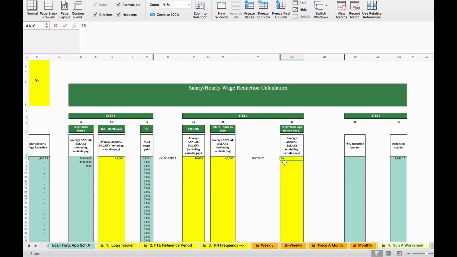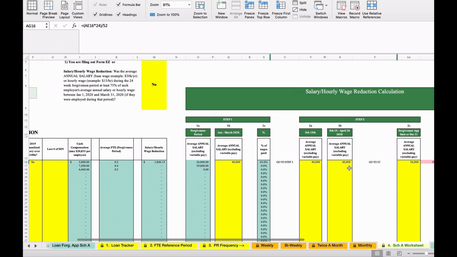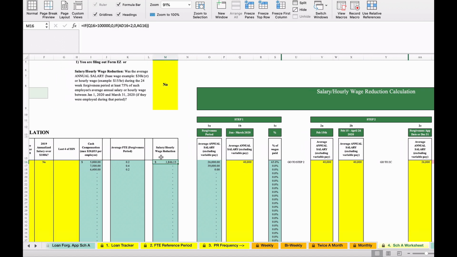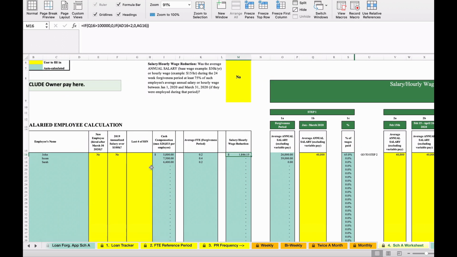So you can see if we left it at the $26,000, we don't have safe harbor. We reduced it by more than 25%. And so we have a reduction amount. And this reduction amount is being calculated and comes over here as a salary hourly wage reduction and can very likely then decrease the amount of forgiveness you could be eligible for, okay? So we paid him $5,000, but technically $1,800 of that is not going to be eligible for forgiveness because we didn't bring him back to his old salary.